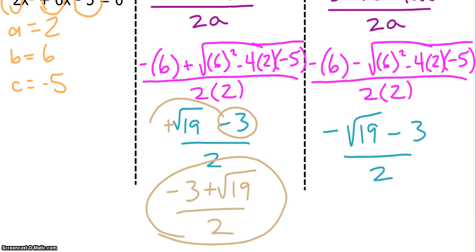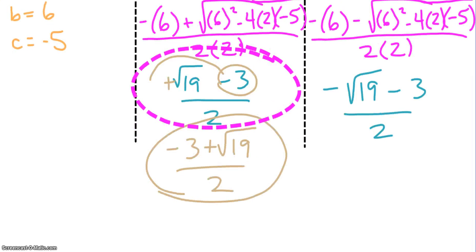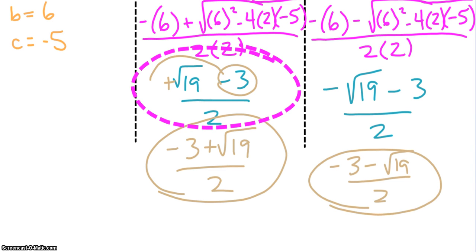But remember, like in this problem, we were not allowed to have the radical appear first. So what we're going to do is move this negative 3 in front of this negative square root of 19. So I have negative 3 minus the square root of 19 over 2. And that's my second answer.